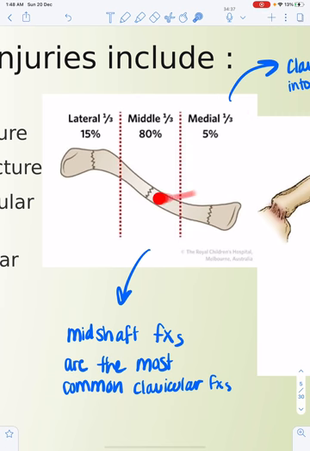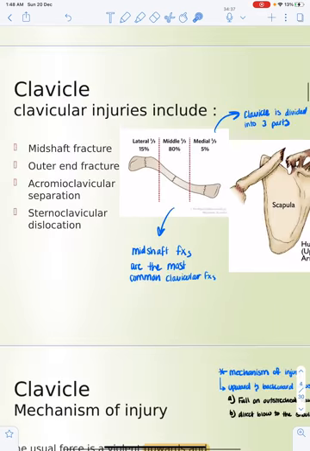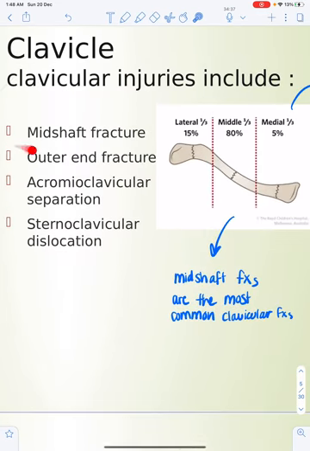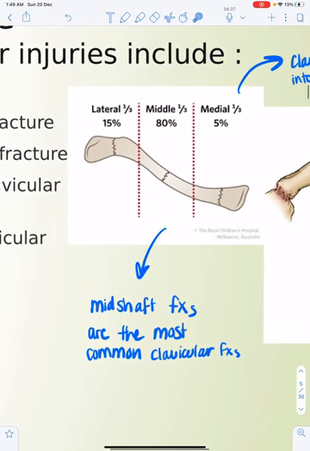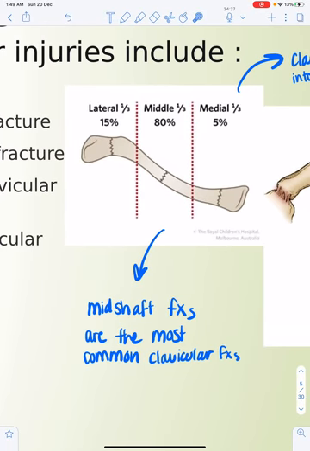According to this classification, we divide the types of fractures. So I have a mid-shaft fracture in the middle portion, an outer end fracture in the lateral portion, and acromioclavicular separation, or dislocation of the acromioclavicular joint between the acromion of the scapula and the clavicle. And then I have sternoclavicular dislocation, a dislocation between the clavicle and the sternum. As you can see in this picture, the most common type of clavicular fracture is a mid-shaft fracture.